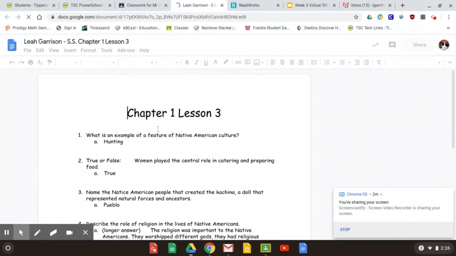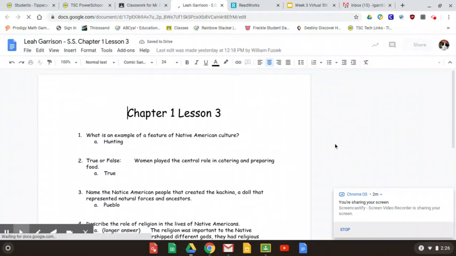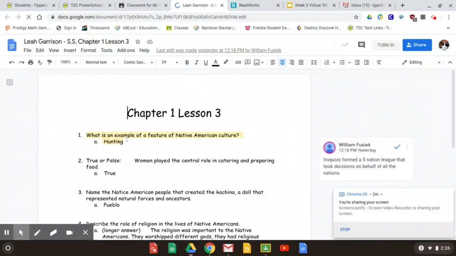So for Chapter 1, Lesson 3, what is an example feature of Native American culture? She put hunting, and when it loads, it's going to have what I would like for the correct answer to be over here on the side. Eventually. So it's highlighted yellow, that means it's wrong.